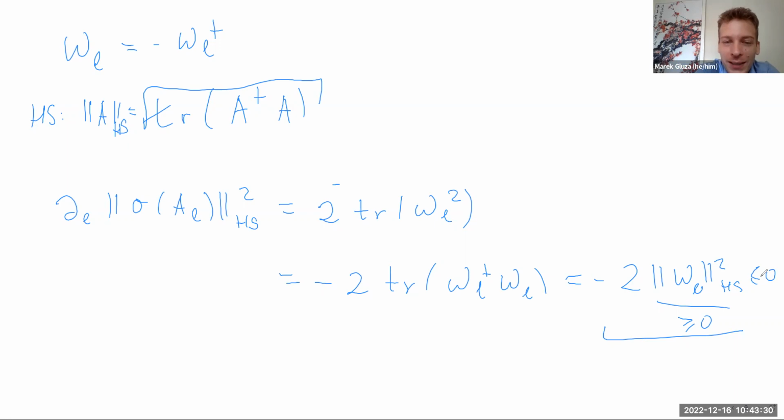So basically this anti-hermiticity that gives us the unitarity is also crucial to get this non-decrease.